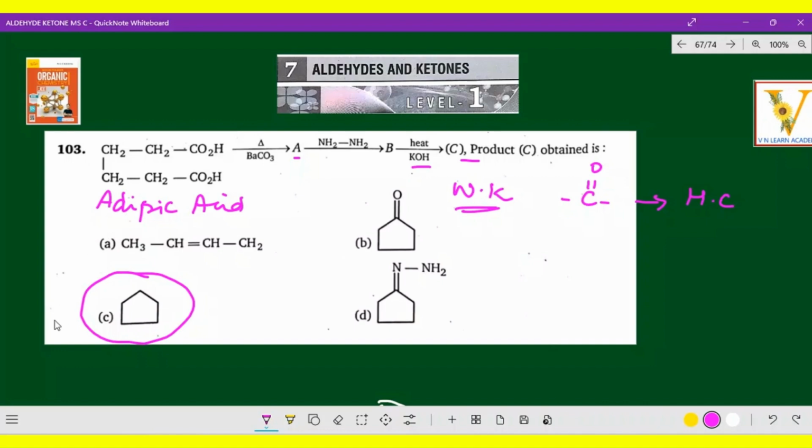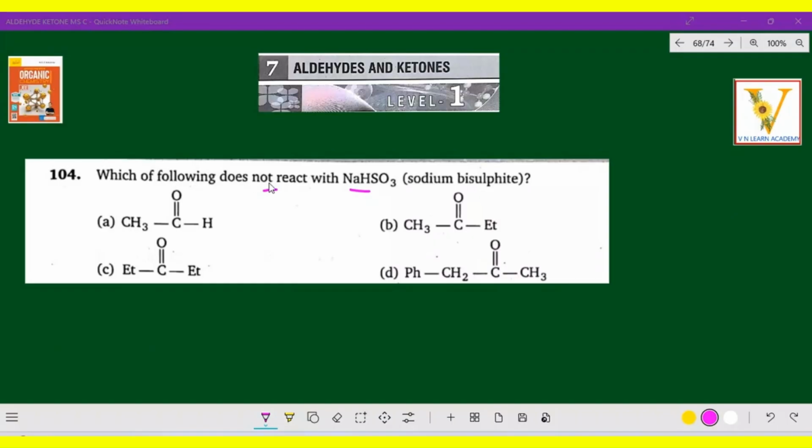So which is the correct option? Option C is the correct option. The next question: which of the following does not react with sodium bisulfite? See, actually, what is the character of sodium bisulfite? Sodium bisulfite converts carbonyl compounds into crystalline products. That is a matter, but it does not react.